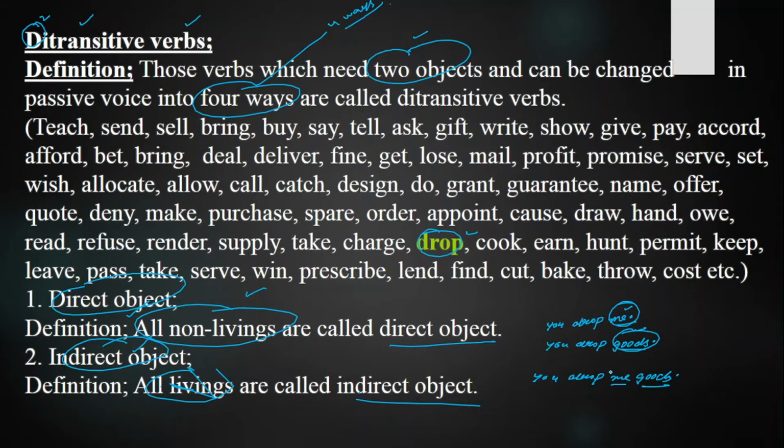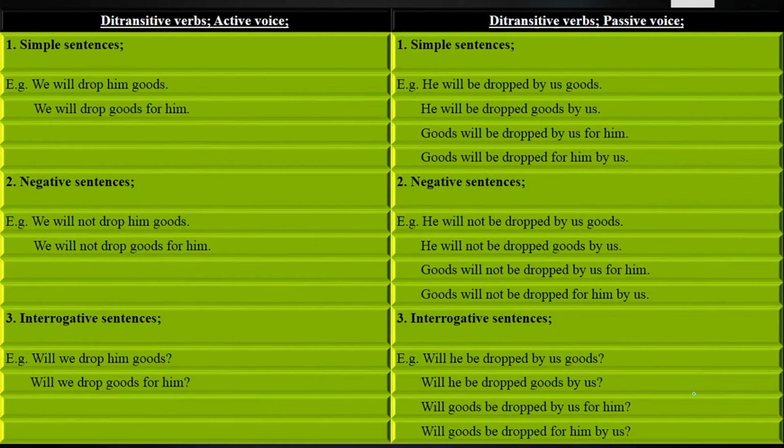We mostly bring the indirect object at the beginning, but if you want to shuffle the places, then your indirect object me will be followed by a preposition. Suppose, you drop goods for me. So these are the two ways in active voice. Our main target is how we are going to change it from active voice into passive voice, and we have today the ditransitive verb drop with the modal auxiliary verb will.